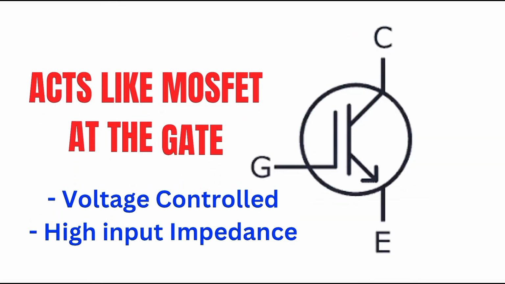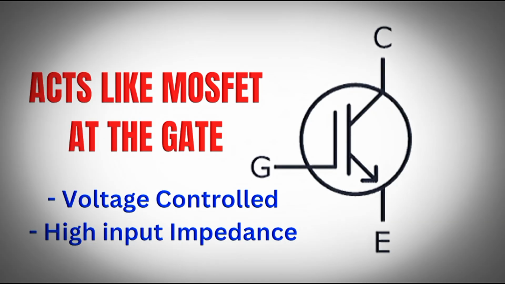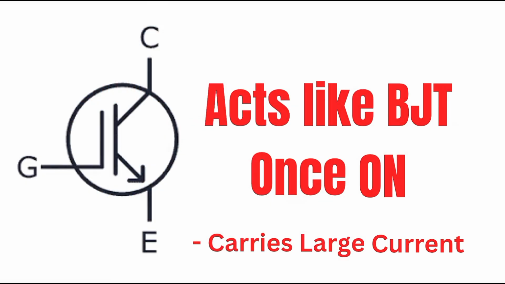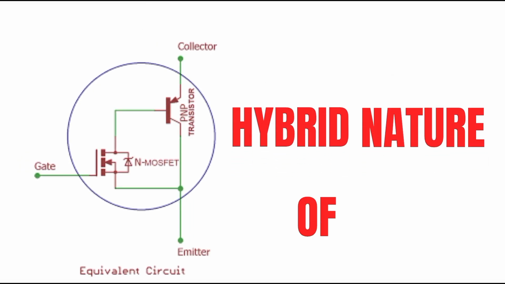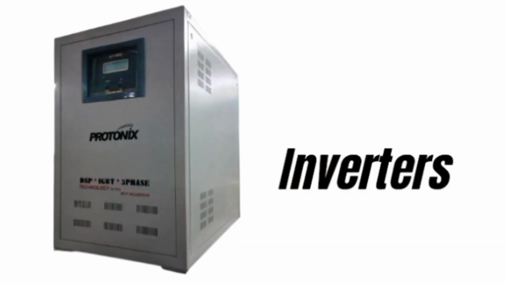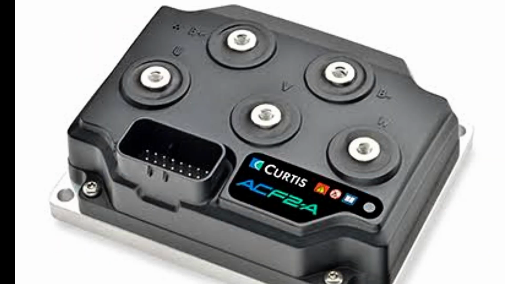In summary, the IGBT starts off acting like a MOSFET, voltage-controlled and high impedance at the gate. But once it's on, it behaves like a BJT, carrying large currents through bipolar injection. That hybrid nature is what makes it so powerful in inverters, converters, and motor controllers.